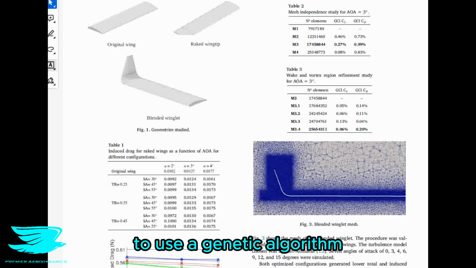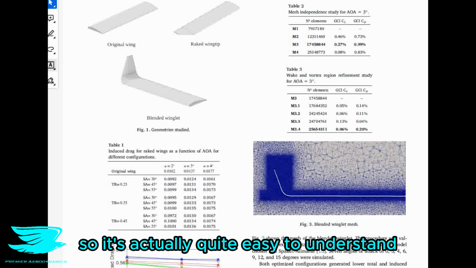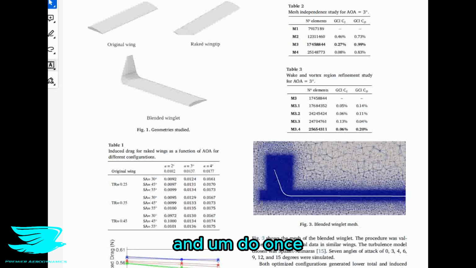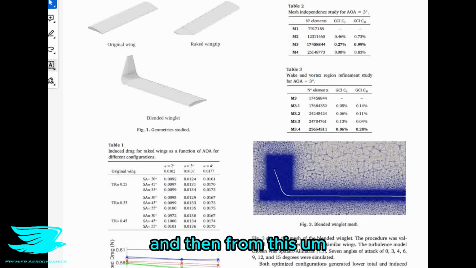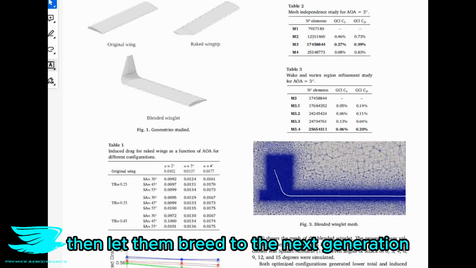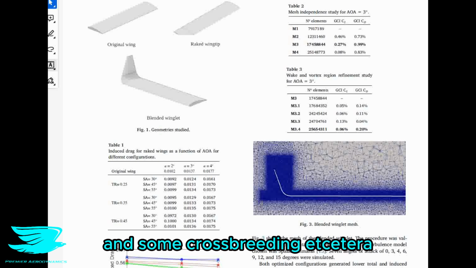So I decided to use a genetic algorithm, which is actually very simple. It might sound complicated, but I personally learned about it, then coded it, then ran it all within about 3 days. So it's actually quite easy to understand and do once you just get up and going. Essentially, you start off with a sample space, whether that is 5, 10, 50, 1,000 specimens, whatever. Then you grade each of these specimens based on certain characteristics that you want. Then from this initial sample space that you graded, you take the best samples, the best grades, and let them breed to the next generation and add in some mutations and some crossbreeding, etc.